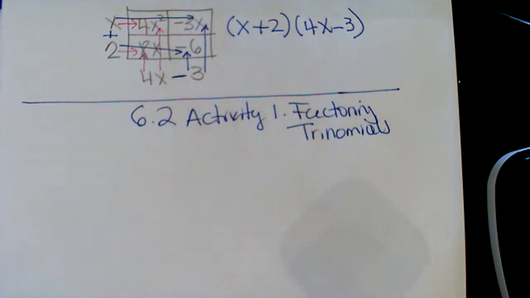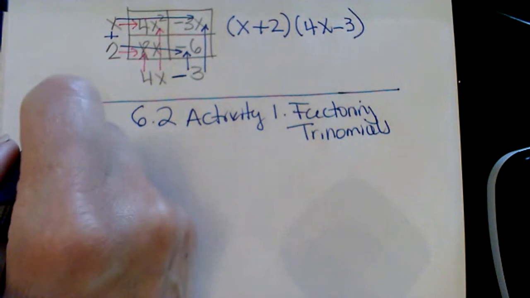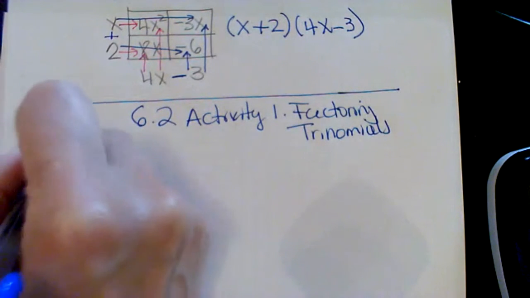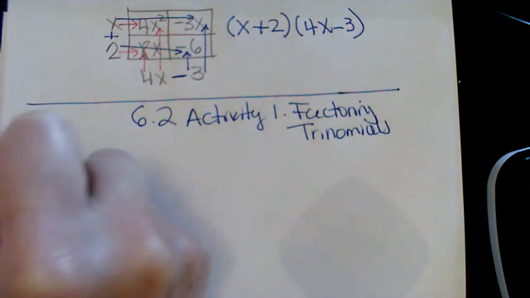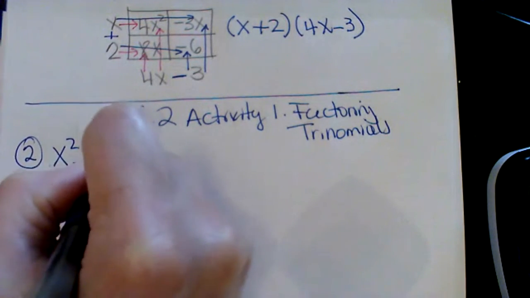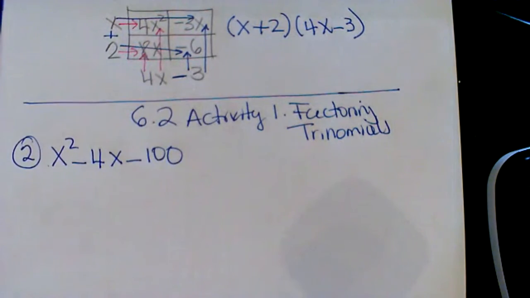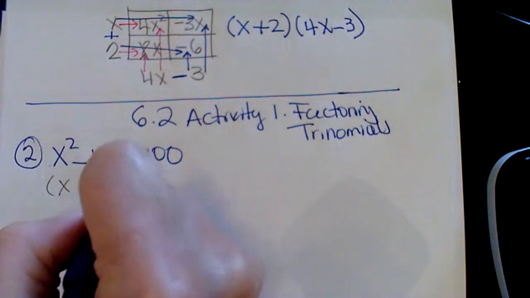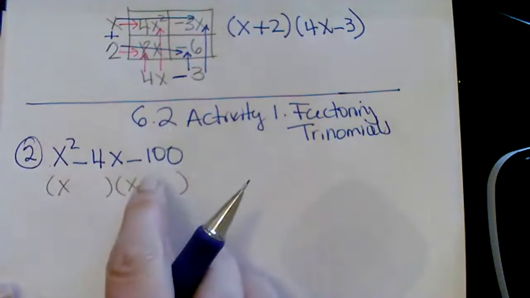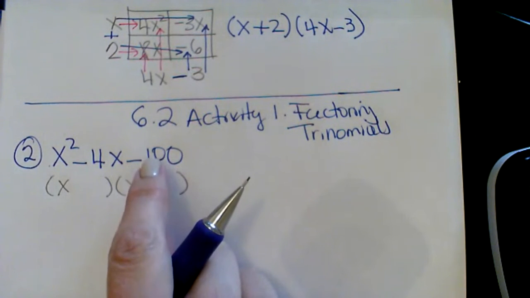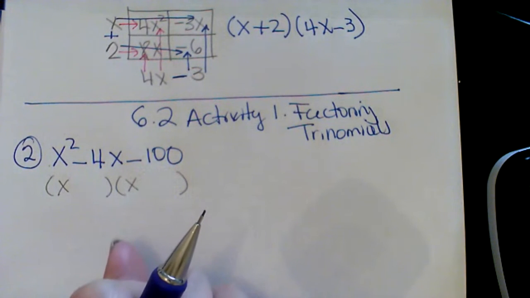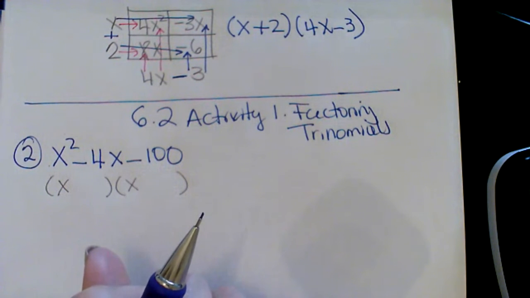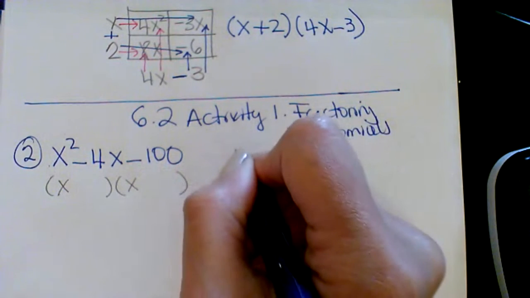So let's do this one. This is the sum and the product. Why? Because the A is 1. The coefficient of the first term is 1, so I can use that method so far. So it was going to be what? I need two numbers, and when I multiply them, I get what? 100. And when I add them, I get 48.